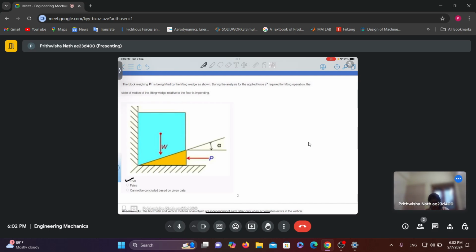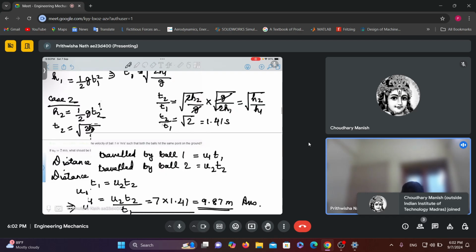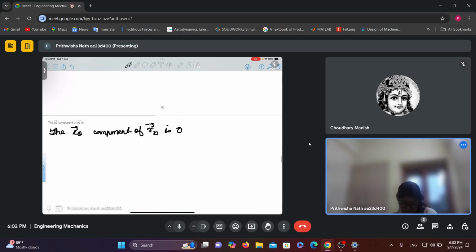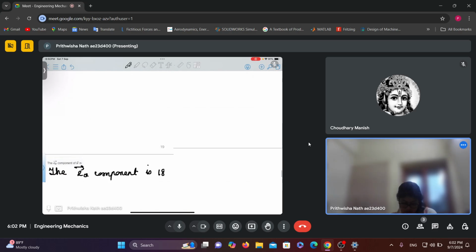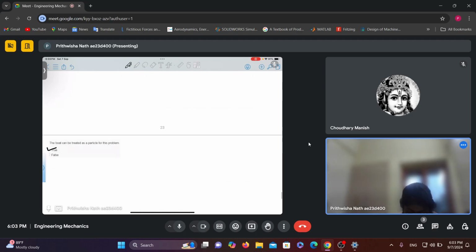So this week we've solved these problems. The last part of the problem is, the angular velocity of the boat is the same as that of theta dot. So it is false, right? And the boat can be treated as a particle for this problem. It's true. The boat can be treated as a particle for this particular problem.